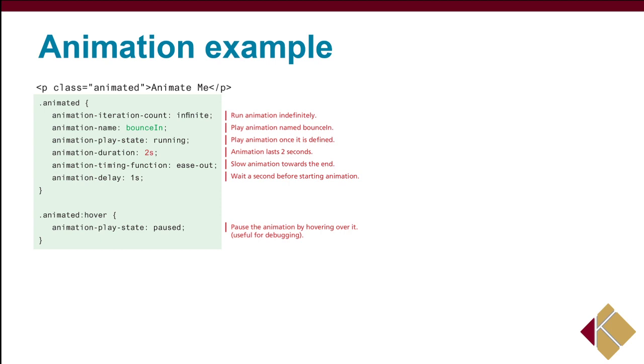The animation duration is, again, like the transition duration. It's how long does the whole thing take. And then, we have the timing function again. You have linear, ease out, and ease in, and then delay of 1 second. So this should look kind of familiar, right? And then animation play state paused is really helpful for debugging. It's basically going to stop the animation when you're hovering over it.